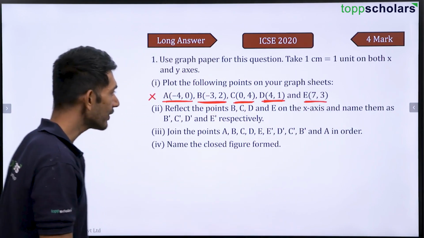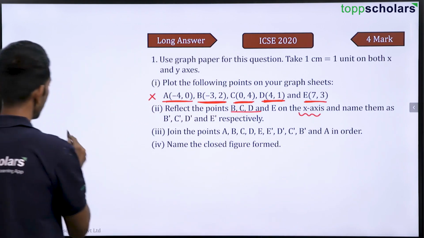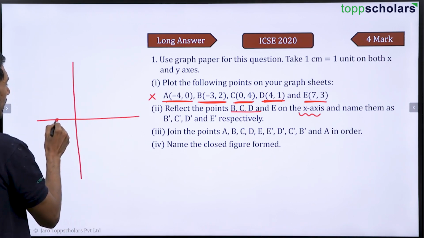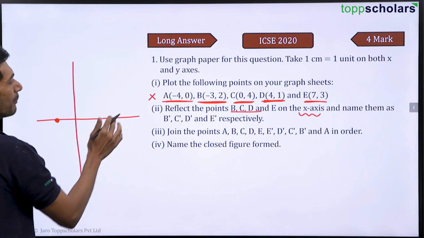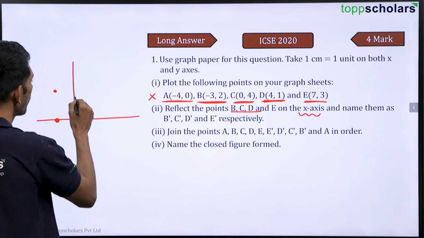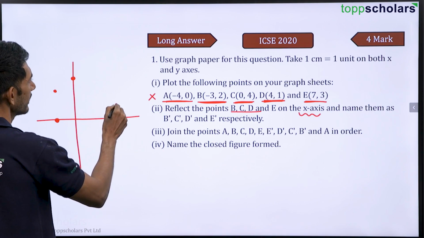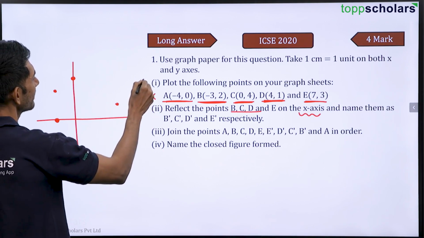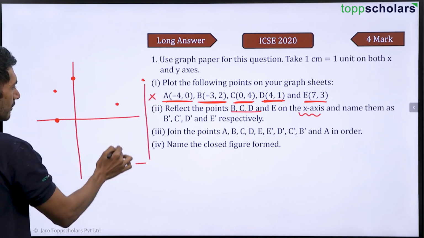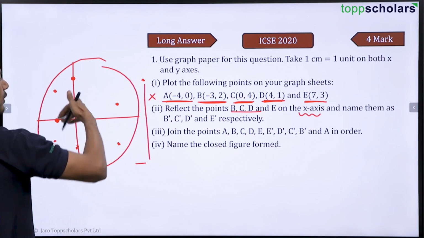Okay. Now we are supposed to reflect these points on the x-axis. That means, so if your graph is something like this, minus 4 comma 0 is over here on the left, minus 3 comma 2 somewhere above, correct? Then 0 comma 4 is here, then 4 comma 1 is here, and then 7 comma 3 somewhere here. So all the reflections are going to go down. This will come down, this will come down, this will go down, this will also come down. So this is how it will look, above and below.